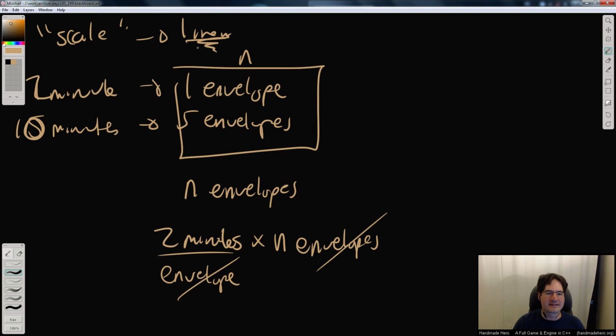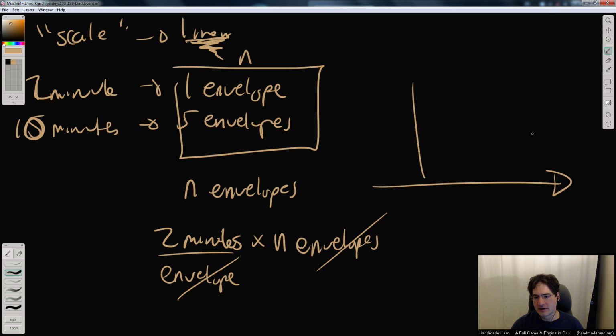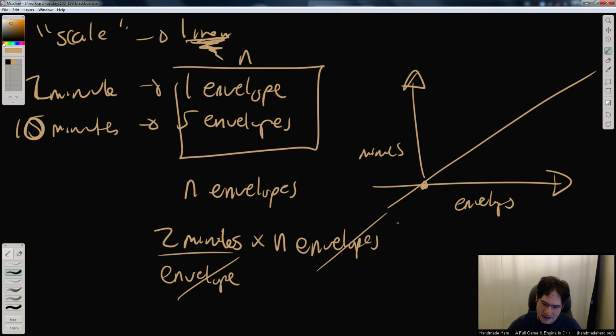That is why we might say it is linear, because the exponent on our n is 1, right? It's linear. It looks, when I graph it, like a line. Here is my number of envelopes. Here are my minutes. And this goes up, and I said it was 2n, so it's probably a little more like that, right? But it's a line.